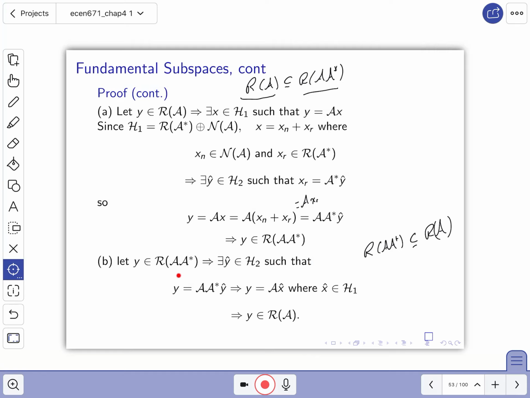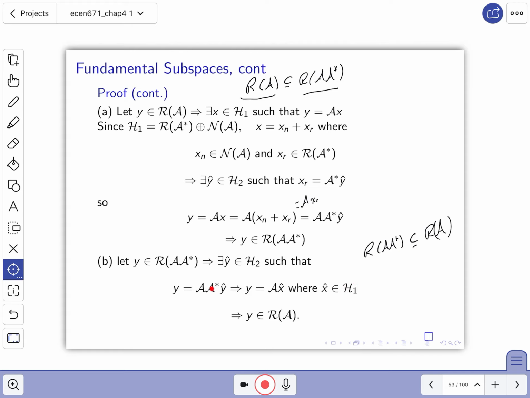So what does it mean for it to be in the range space of A star? Remember, A star maps from H2 to H1, so that means that there's some y hat in H2 so that y is equal to A star y hat. That's what it means for y to be in the range space of A star. Okay, but A star y hat has to be in H1, so you can think of this equation as just y equals A x hat, where x hat is in H1.